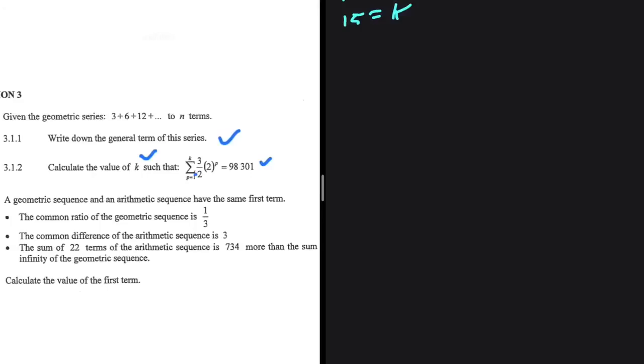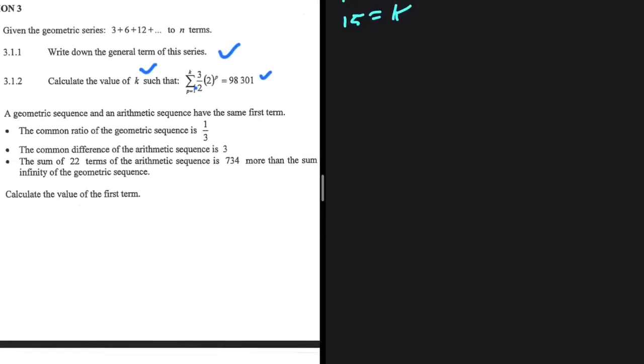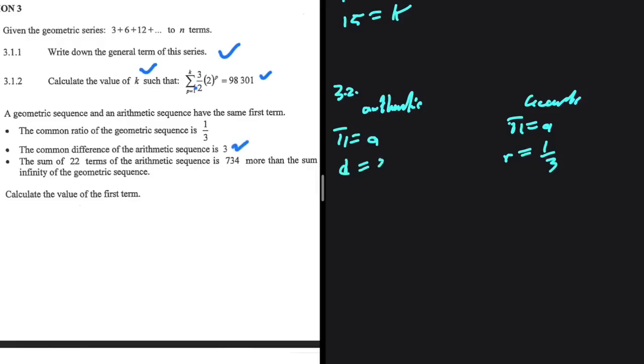Let's go ahead and do the last question, 3.2. So in 3.2, let's hear the story. A geometric sequence and an arithmetic sequence have the same first term. Okay, so let's have arithmetic and geometric. They have the same first term, so we have a and a. T1 is equal to a. This a is the same, right? And then the common ratio of the geometric series is 1 divided by 3. So common ratio r is equal to 1 divided by 3. And then the difference on the arithmetic is equal to 3.